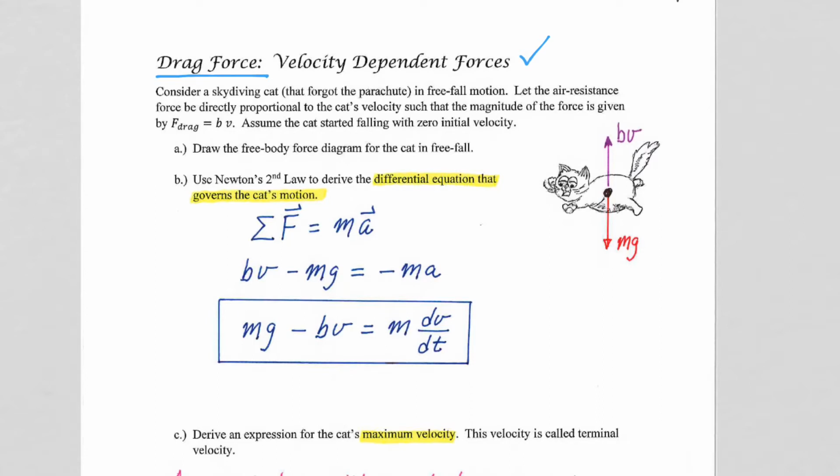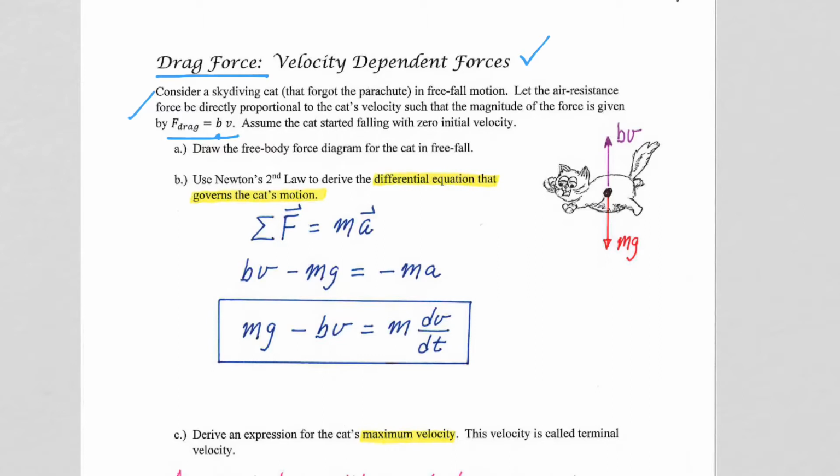So, as it says here, we have our skydiving cat without a parachute in a free fall type of motion. But we are allowing for air resistance, and we're being told that the air resistance is directly proportional, so V to the first power. So directly proportional means that the air resistance will be linearly proportional with the velocity, and it's given by drag force equals a proportionality constant B, which we're going to talk more about, times V, and we're assuming that this cat started falling with zero initial velocity.